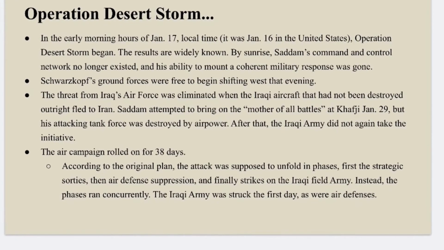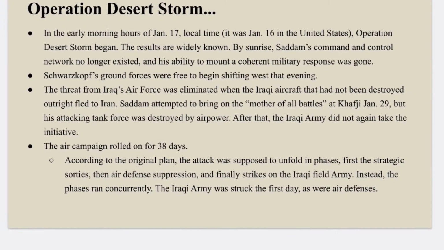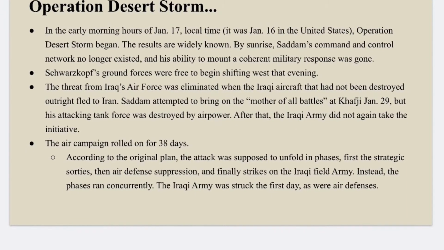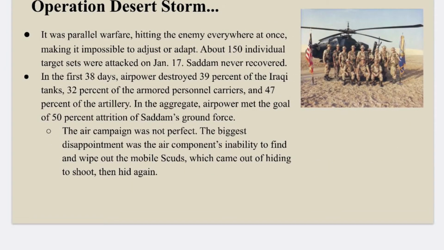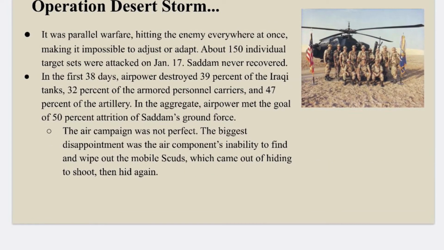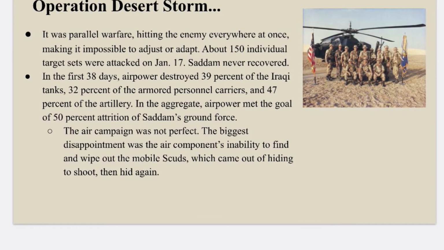According to the first plan, the first strategic sorties, then air defense suppression, and finally strikes on the Iraqi field army. It was parallel warfare, hitting the enemy everywhere at once, making it impossible to adjust or adapt. About 150 target sets were attacked on January 17th.